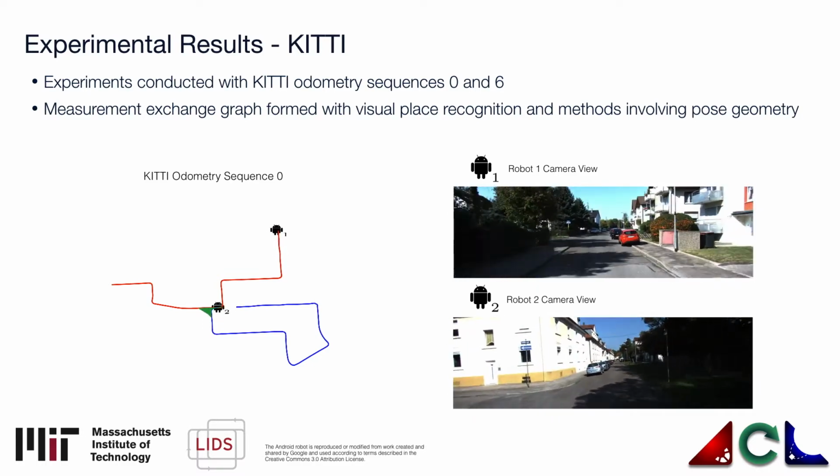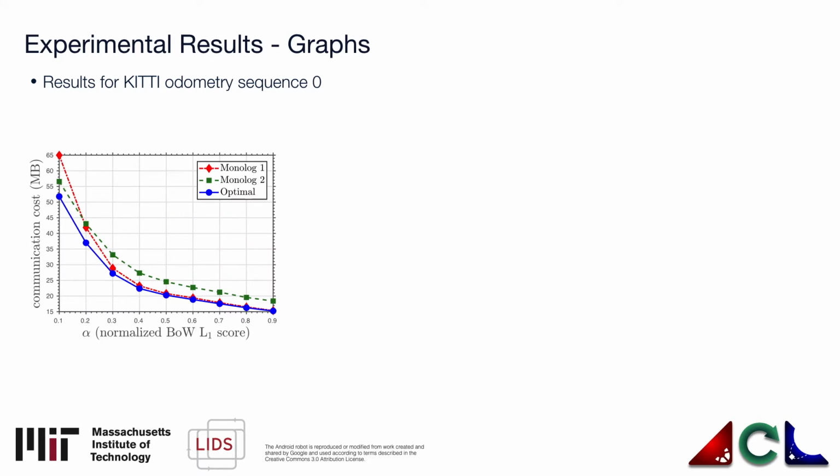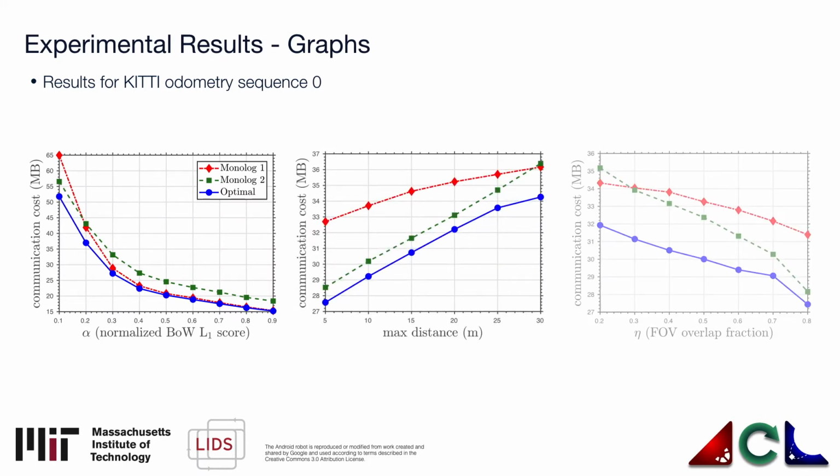For each method of candidate generation, we varied the corresponding thresholds on visual similarity, distance, or overlapping field of view. For all cases tested, the optimal policy was able to significantly improve on the naive monologue policies.